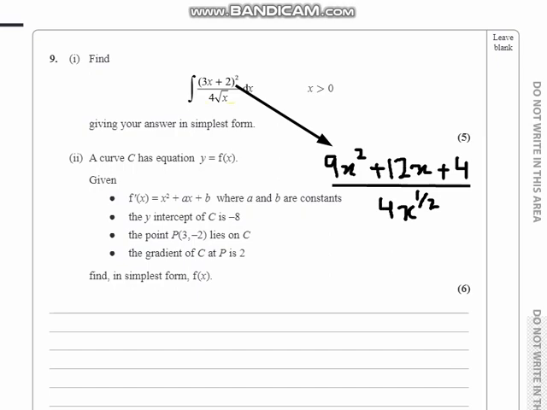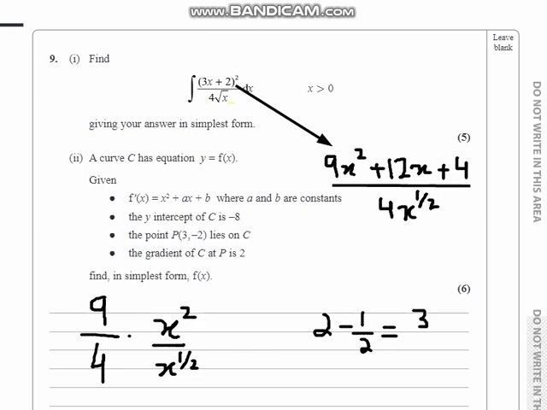Now I'll separate each term by dividing them by 4 so that it doesn't get confusing. So 9 upon 4 will already be a fraction. 9 divided by 4 remains the same, whereas x squared divided by x to the power half: when powers are being divided, they are being subtracted. In easy words, 2 minus half will be 1.5, or in fraction form 3 over 2.